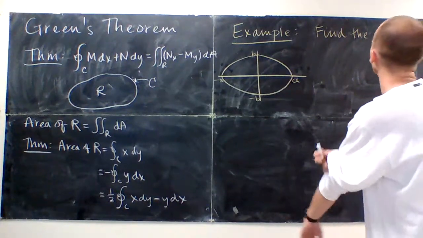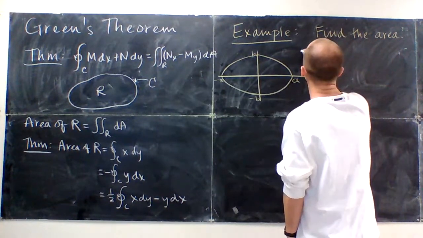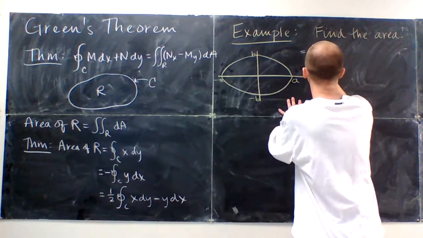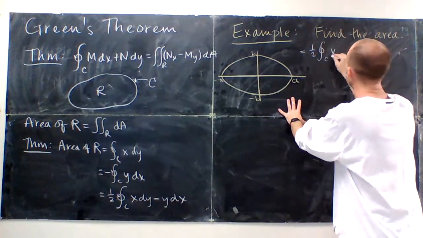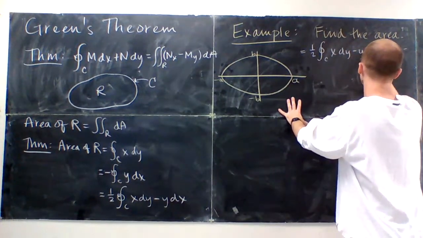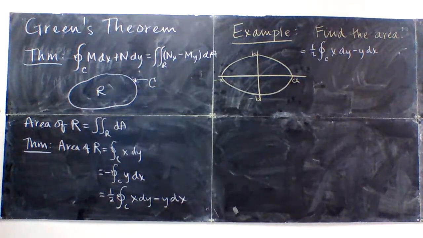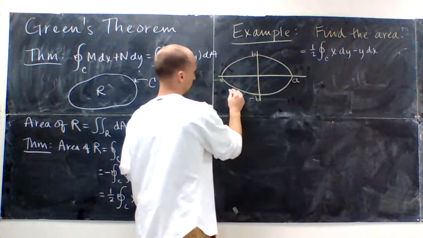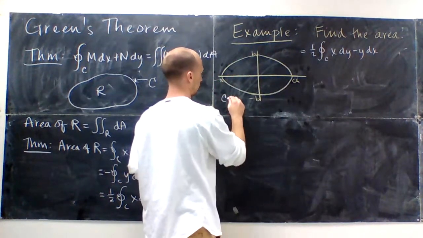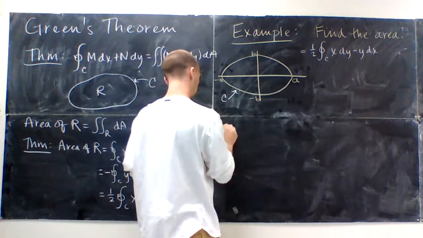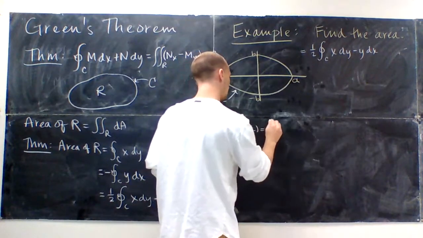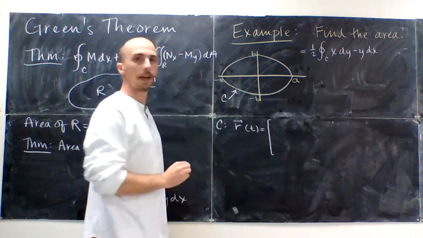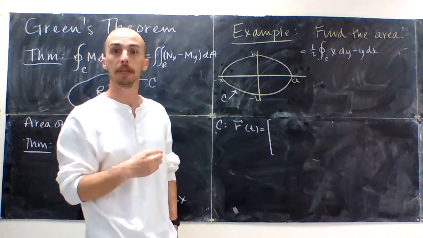So what I'm going to do is use this shiny new formula, and this is going to be half of the integral over C of x dy minus y dx. All right, and so I need a parameterization at this point. So I'm going to parameterize this curve C with r of t, and if we're going a units in the x direction, it's going to be a cosine t and b sine t.